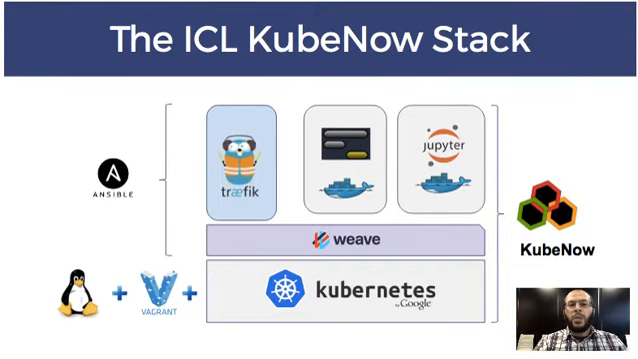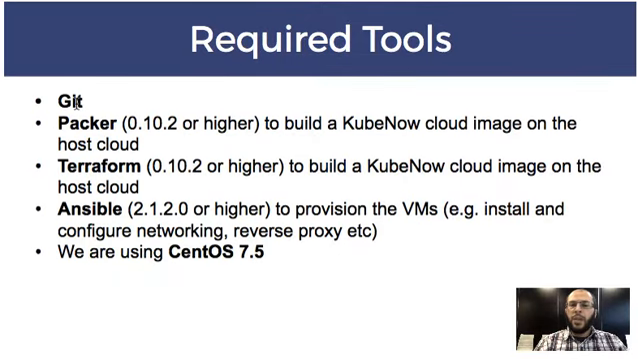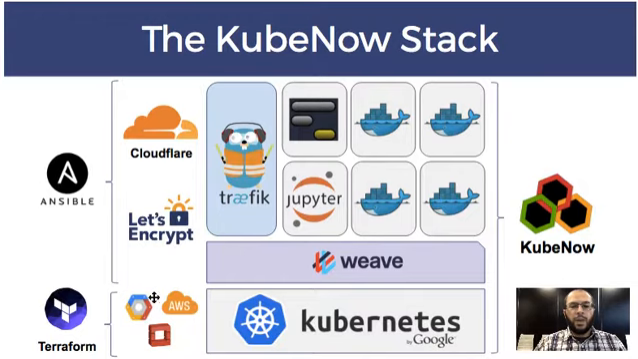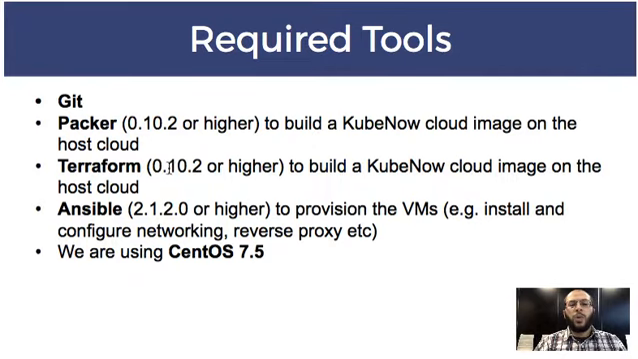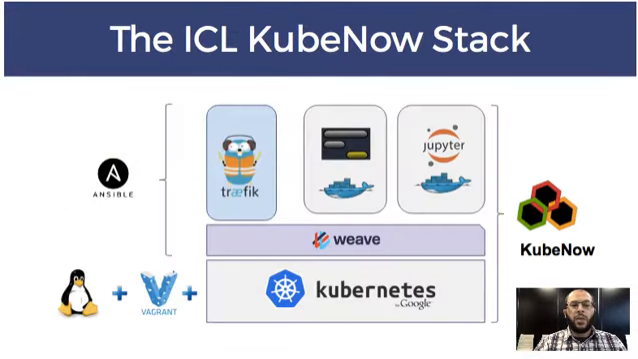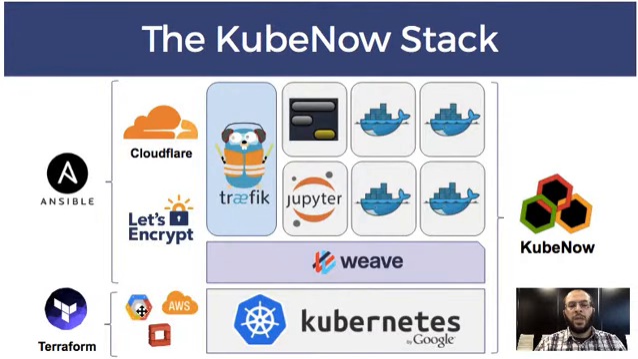Before we begin, the tools that are required are Git, because we'll be checking out and cloning GitHub repositories, and we need to use Packer version 0.10.2 or higher to basically build a KubeNow cloud image on the host cloud. This is, of course, if you're running this configuration on the cloud services. Terraform 0.10.2 or higher to build a KubeNow cloud image on the host cloud. So again, this is required if you're using this configuration. Basically, if you're using it to deploy on some cloud providers.